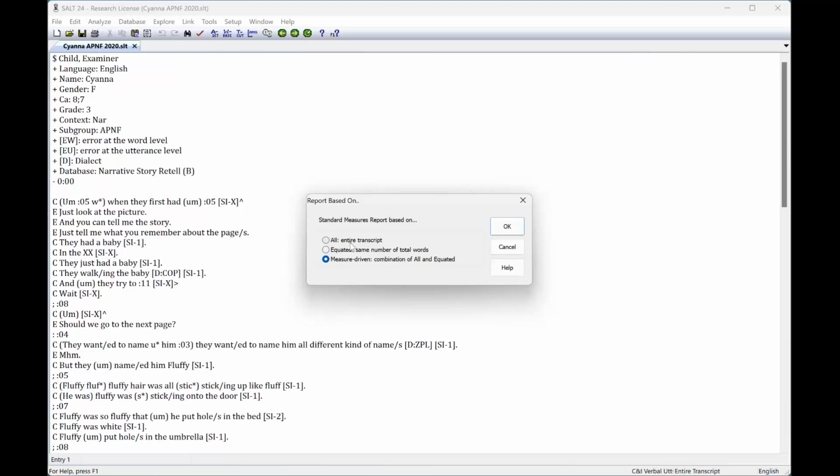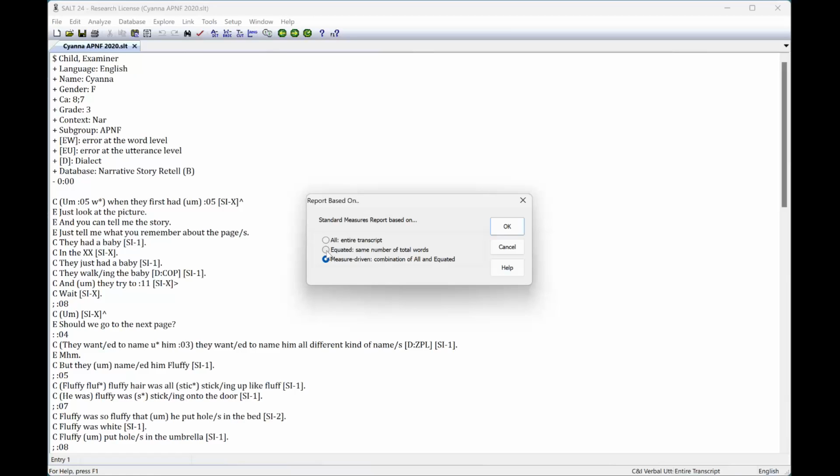There's a few options. SALT already does the default, which is the suggested, recommended option, but you can change this. So the report can be based on all, so that would be the entire transcript. It can be on equated, where you're going to reduce it and compare it to the same number of total words. Or you can do measure driven, so that's a combination of all utterances and then your equated ones.